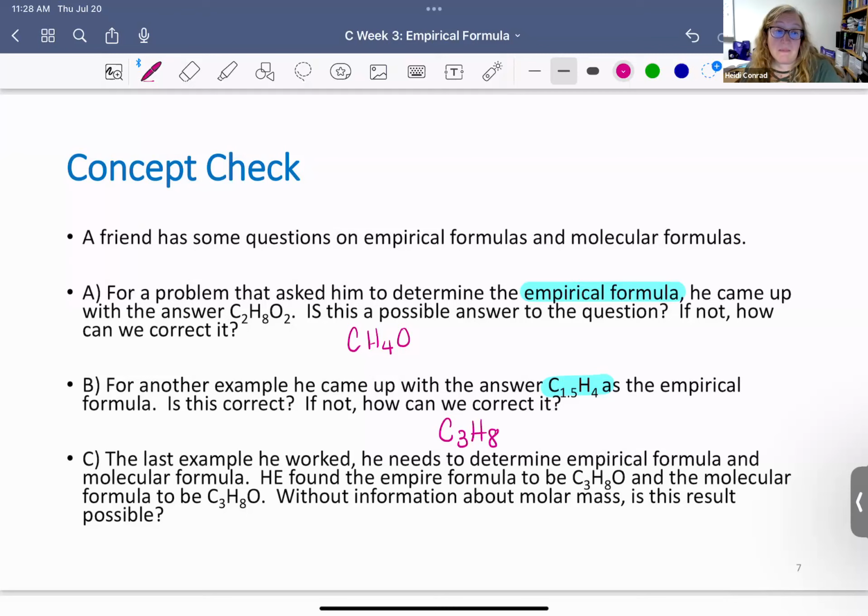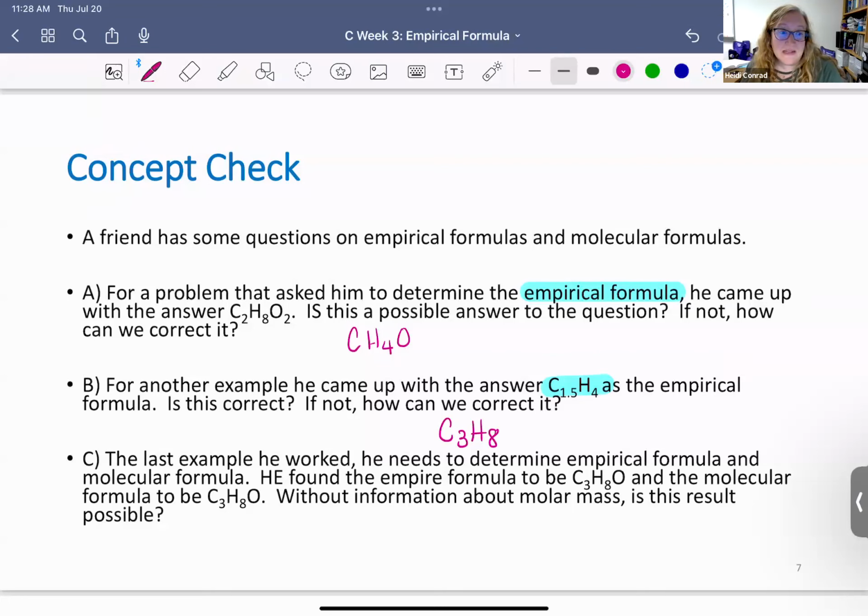So if a student came up mathematically with C1.5H4, I would expect that student to recognize they have to multiply that, and then they would get C3H8, which is propane. You guys have probably heard of propane. It's propane gas. It's a common thing that we burn, like in the big tanks for the grills.